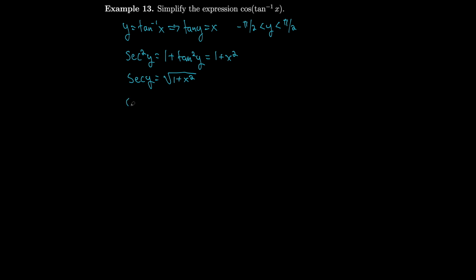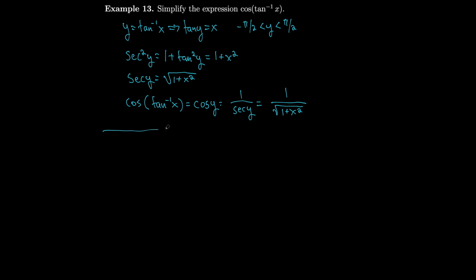So that means if we want to take the cosine of tan inverse of x, we're taking the cosine of y, and that's 1 over the secant of y. So it's just 1 over the square root of 1 plus x squared.